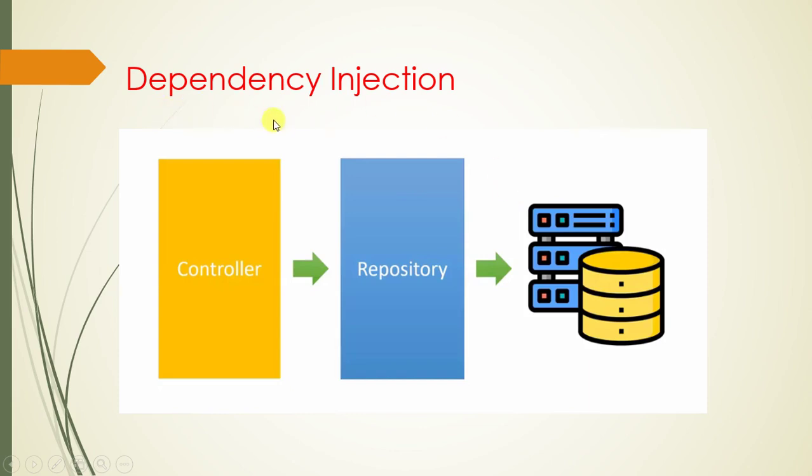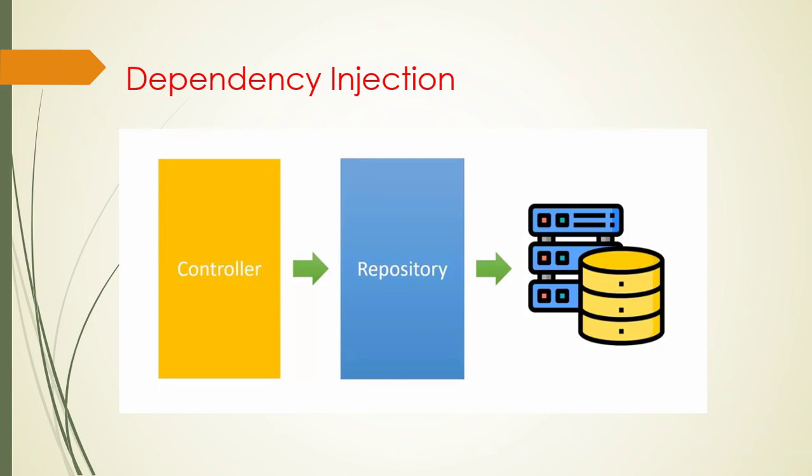In this video, we will learn about dependency injection in ASP.NET Core Web API application. In any web application, we must have these three layers. In the first layer, we have controllers. Controllers will have all the public methods. These methods are exposed to the client.